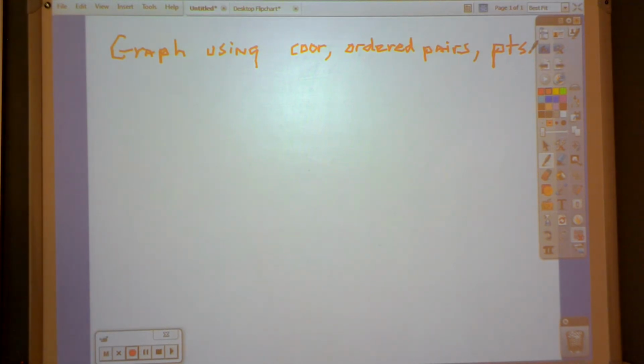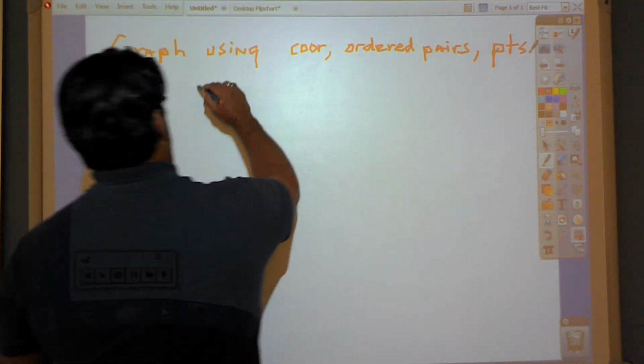When you see the directions, graph using coordinates, graph using ordered pairs, graph using points. There's 3 sets of directions. What method do you use? Coordinates. The chart block method, method 1. So put method 1 here.